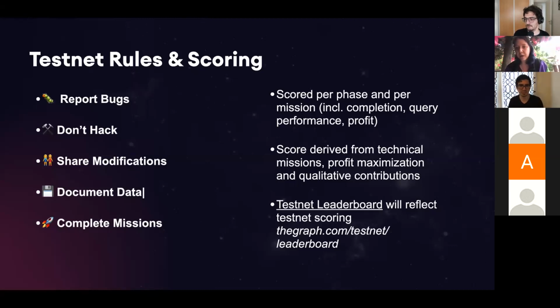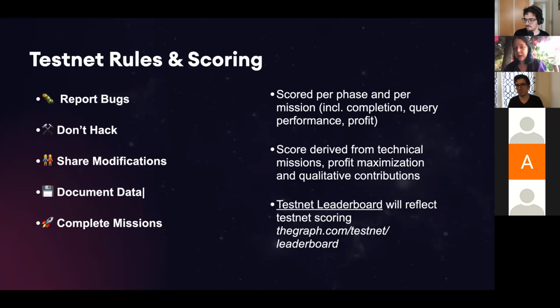You are expected to complete the missions per phase. They will differ in their style. As Brandon mentioned, in phase 1, we're doing a bit more user study interactive, while in the later testnet phases, it'll be a little bit more competitive. But you are expected to complete them to move on to the next phase.